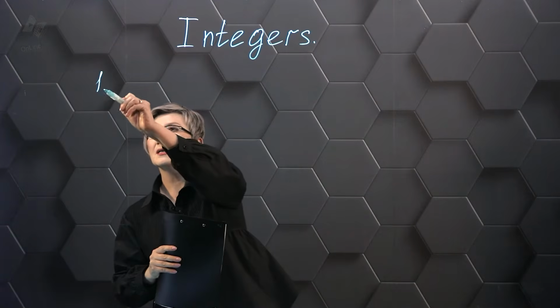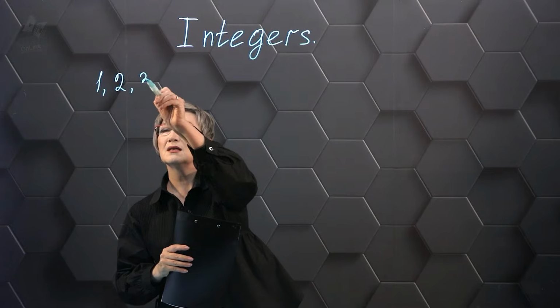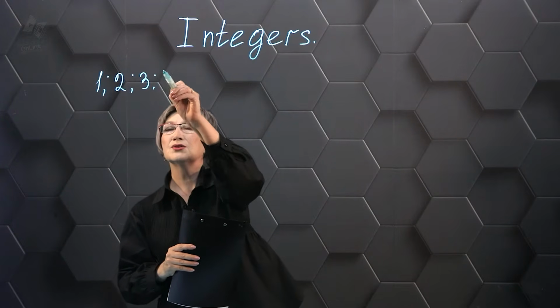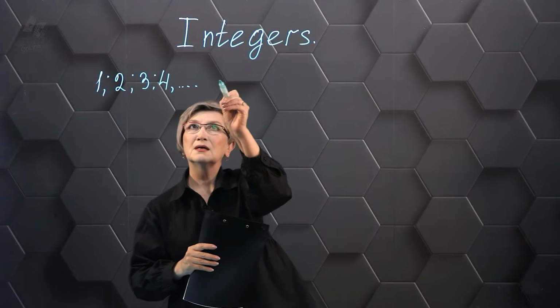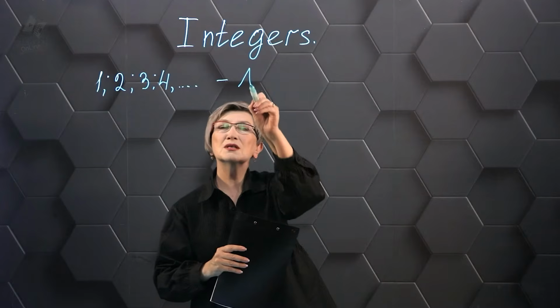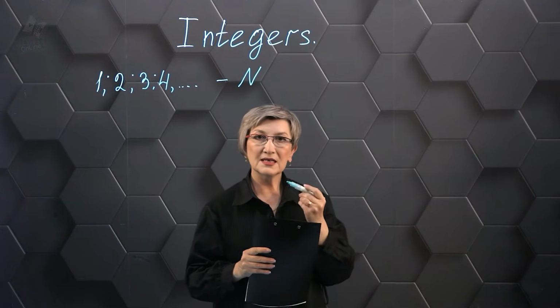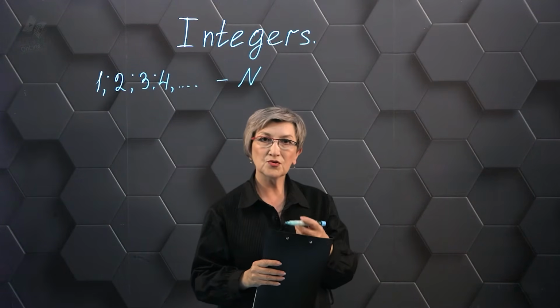These are the numbers 1, 2, 3, 4, and so on. These numbers are called natural numbers. They are the numbers we use to count objects.